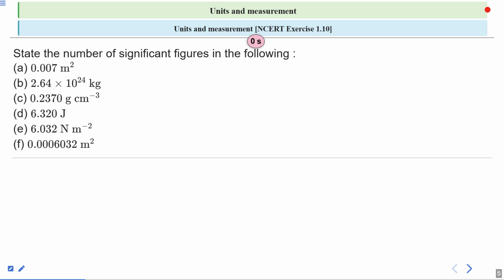Yes, part D also has 4 significant figures. Part E. Yes, it also has 4 significant figures, same as E. F also has 4 significant figures. Let's see the reasons.